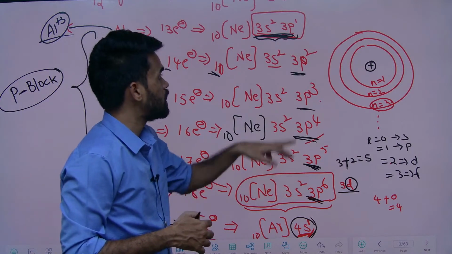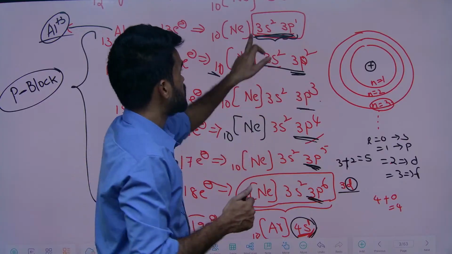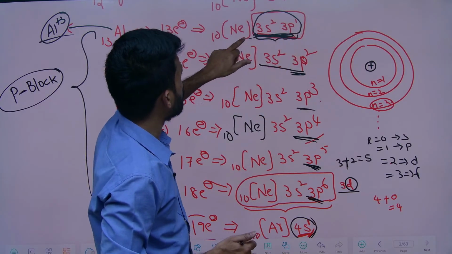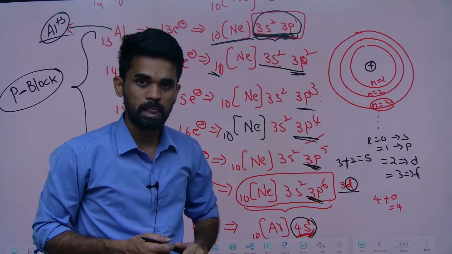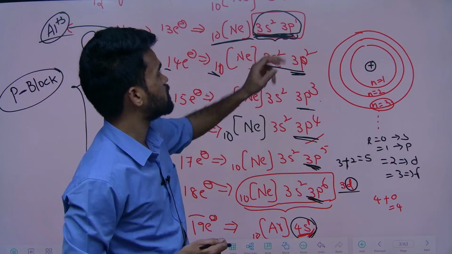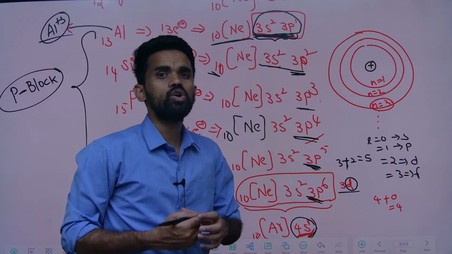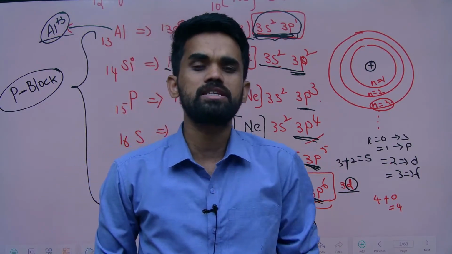So why? Because it has 3 valency electrons. By losing these 3 valency electrons it gets a noble gas configuration of neon. So that's why it loses these 3 electrons. Noble gas configurations are highly stable.